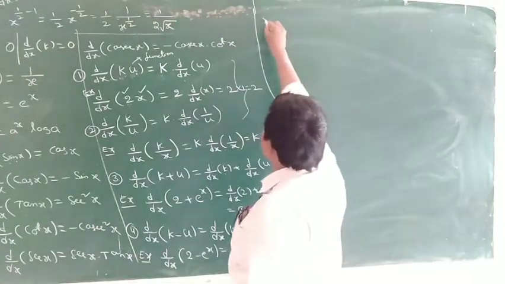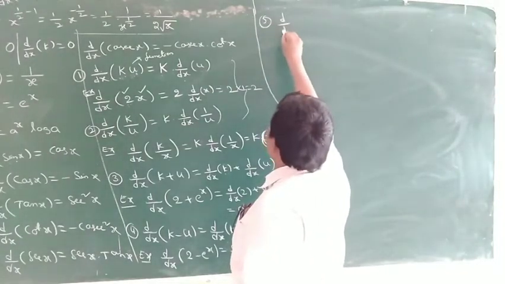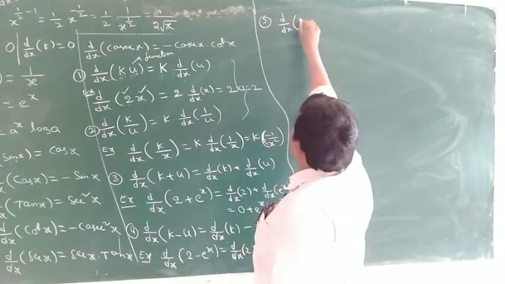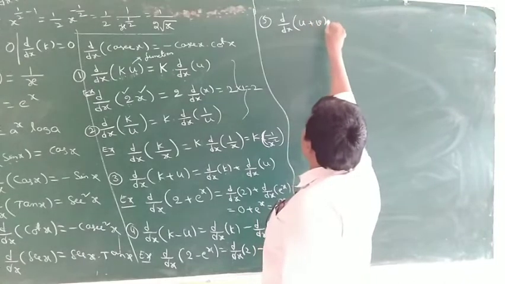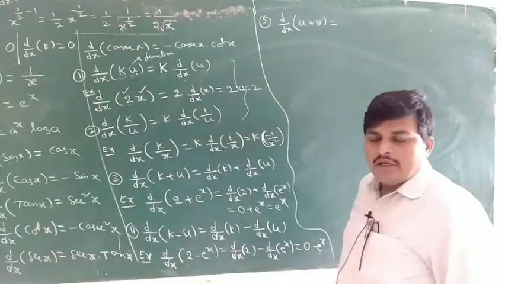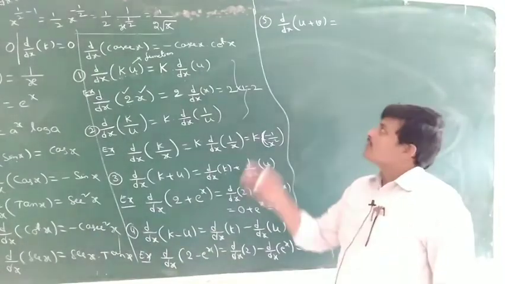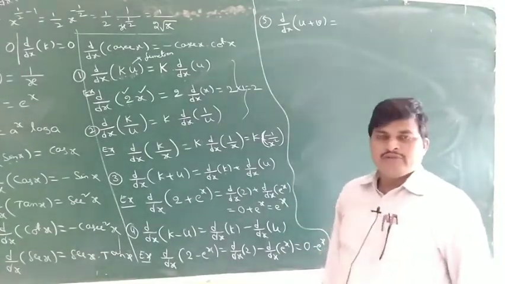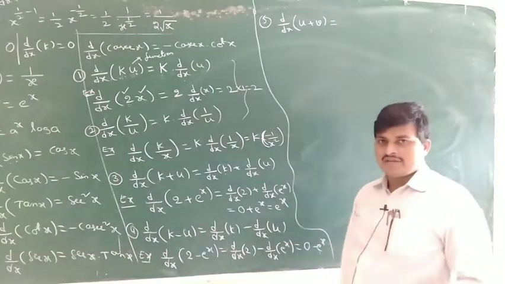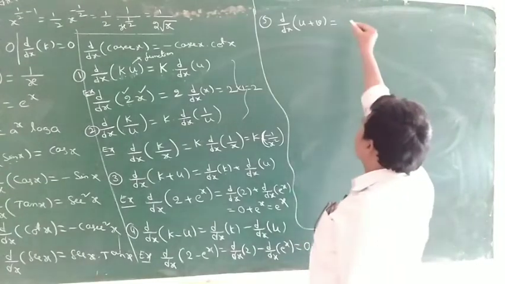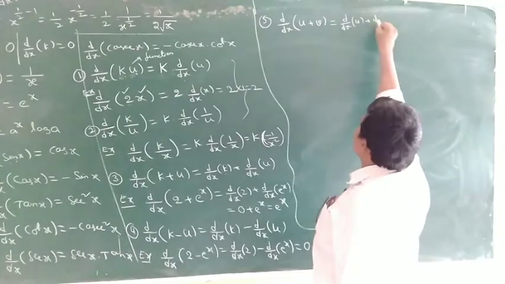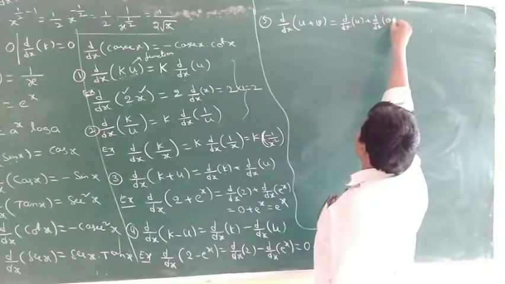Next, d by dx of u plus v. U and v are both functions, any functions, not constant functions. So the derivative is d by dx of u plus d by dx of v.